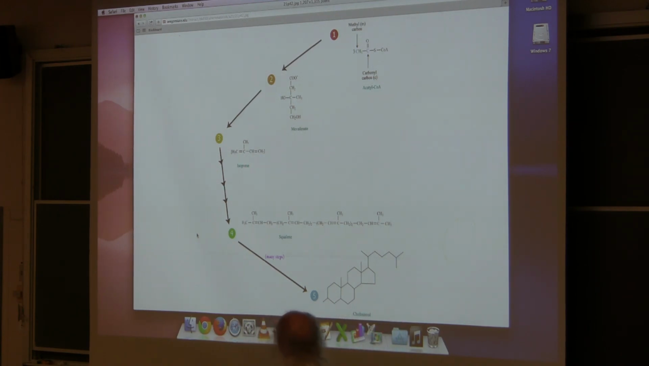Mevalonate has 6 carbons. You break off one of those carbons, you get 5 carbons. That creates a molecule that has a general name called isoprene. Isoprene simply means 5-carbon intermediate.